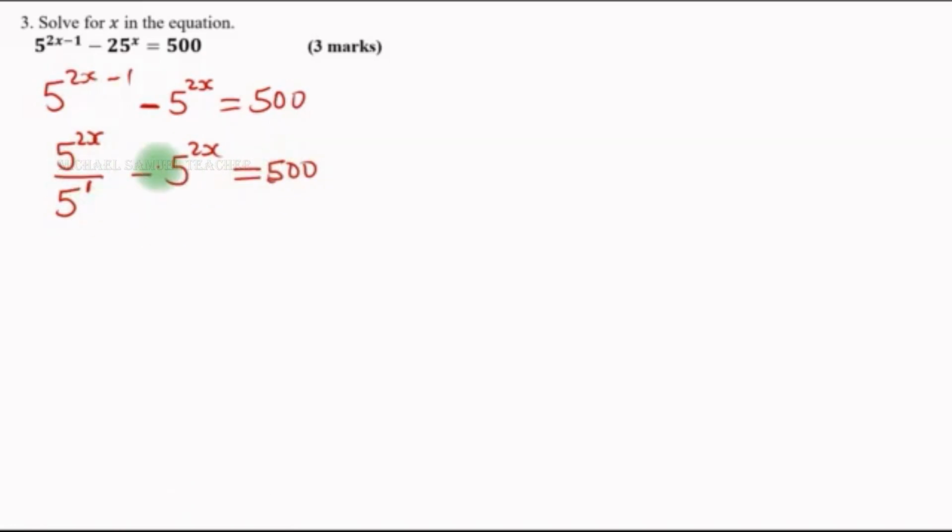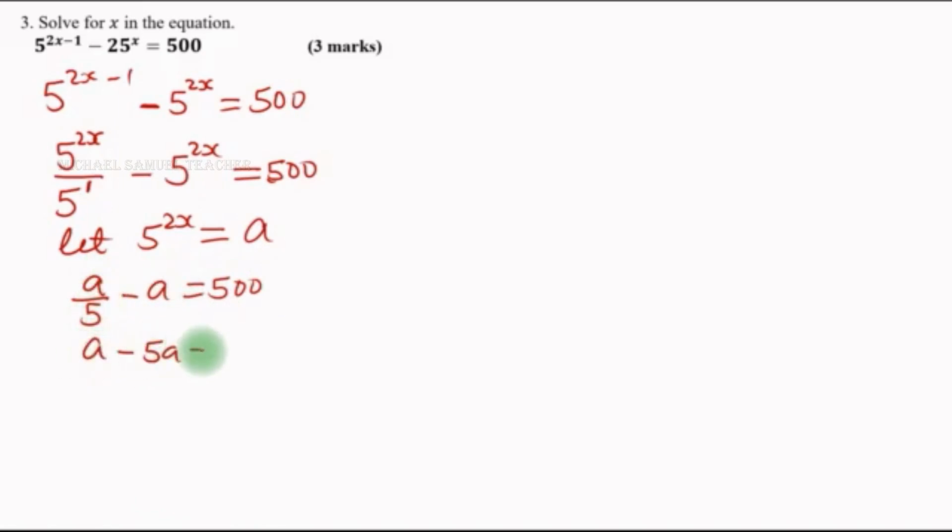Fine. So from here we can say, let 5 raised to 2x be a value a. Then I substitute where we have 5 raised to 2x with a. So that will be a over 5 minus a is equal to 500. Multiply through by 5, then I shall have a minus 5a is equal to 2,500. This will be minus 4a is equal to 2,500.